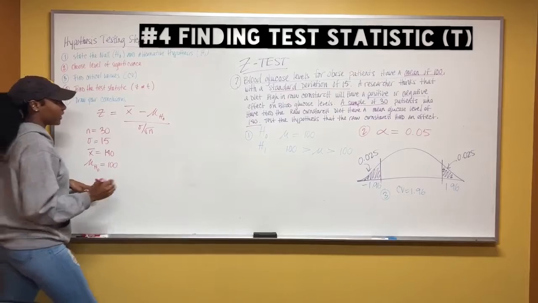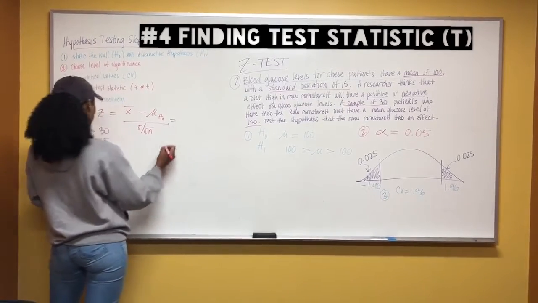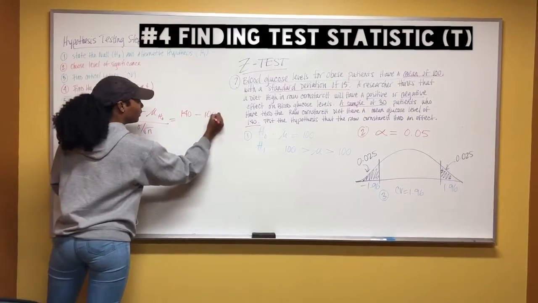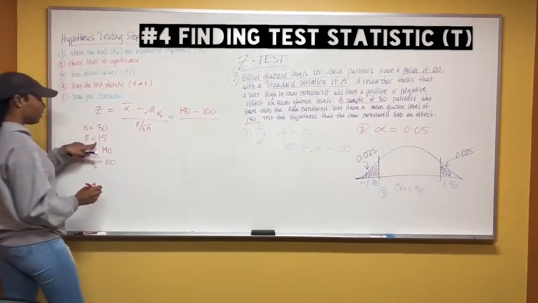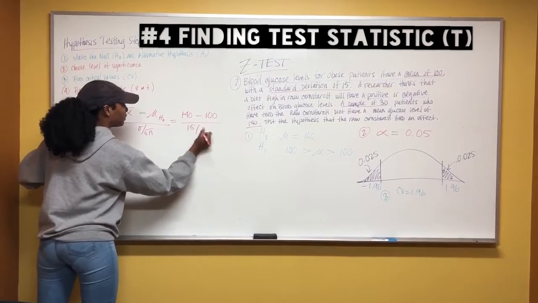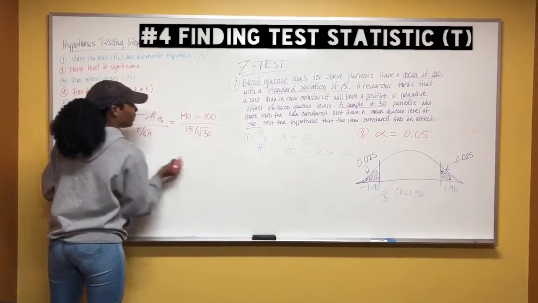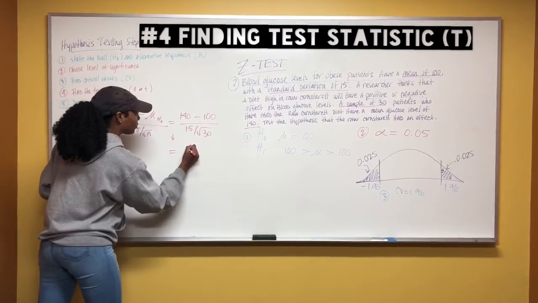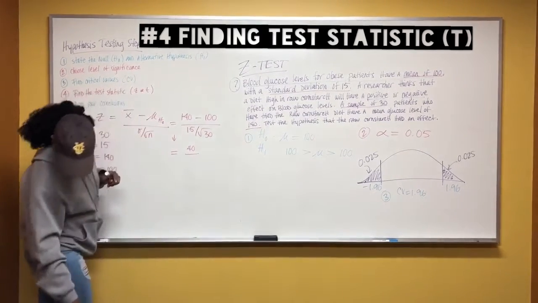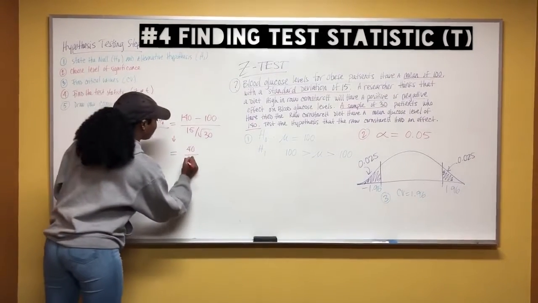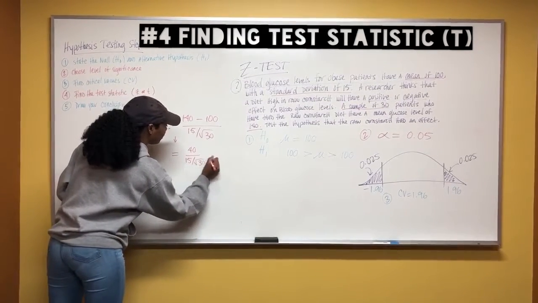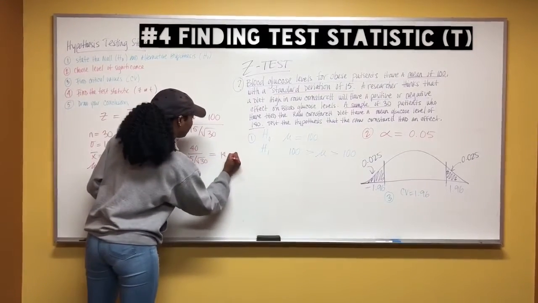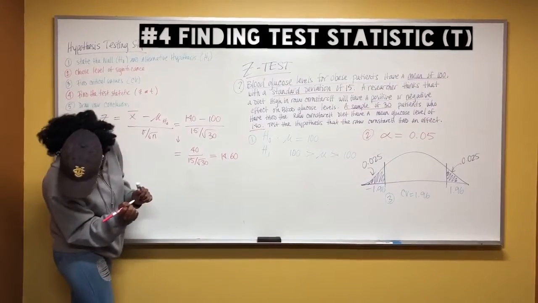So now we'll just fill in the blanks. Z equals 140 minus 100 all over 15 divided by the square root of 30. Now we're going to solve for this. This equals 40 all over 15 over the square root of 30, which just ends up equaling 14.6059.